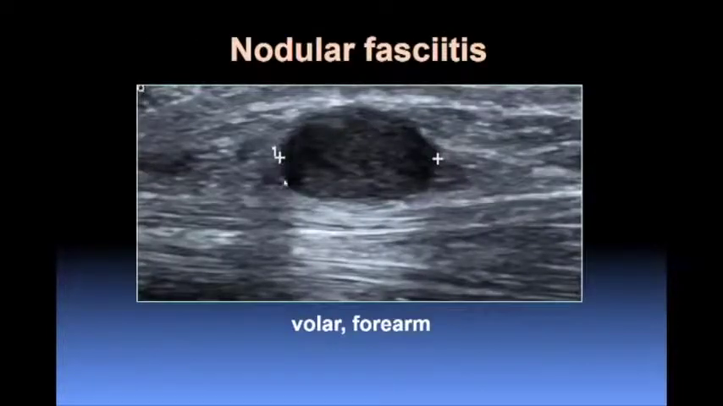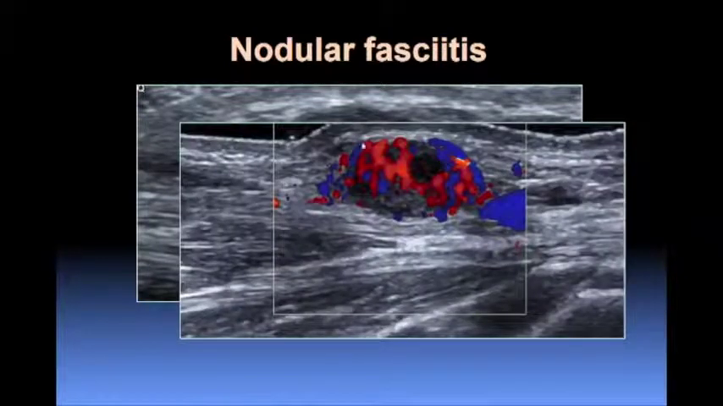So this is a patient with nodular fasciitis. This is just a sort of nondescript, rounded, well-defined hypoechoic lesion with some through transmission on the volar surface of the forearm, but she's the gal who gave the history: it's been there 3 weeks, it's rapidly growing, and it hurts. And as you can see, there's lots of color Doppler flow.